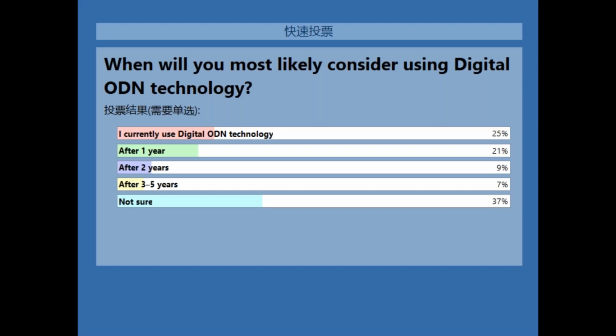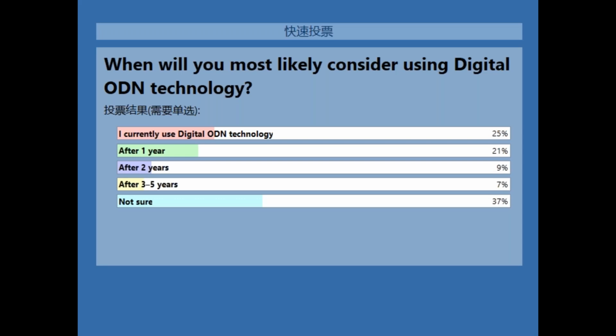It's amazing that about 25% of you are already using this technology, and about 21% of you will use it in 1 year, and 9% of you will use it after 2 years. 7% of you select 3 to 5 years, and about 37% of you are not sure about it. Mr. Gongtao, could you please give your comments again about the result?